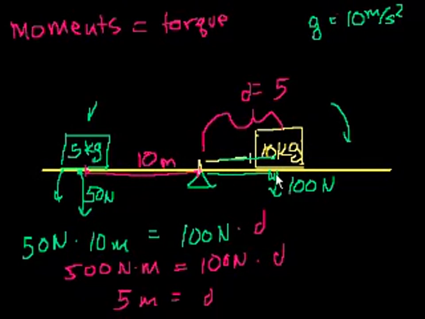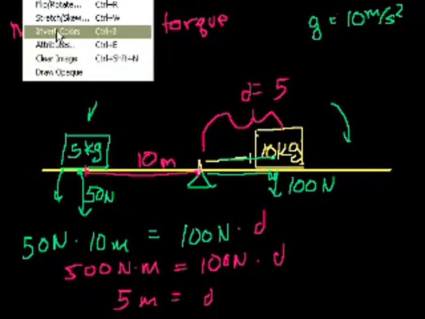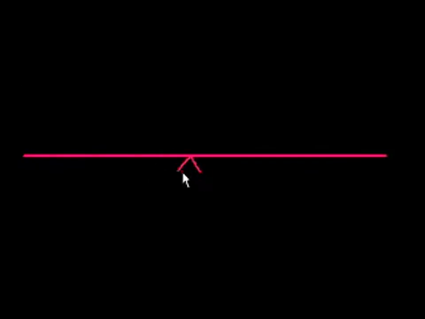So let's do a more difficult problem. I think the more problems we do here, the more sense everything will make. So let's say that we have a bunch of masses. Actually, let's not do it with masses. Let's just do it with forces because I want to complicate the issue. So this is the pivot.